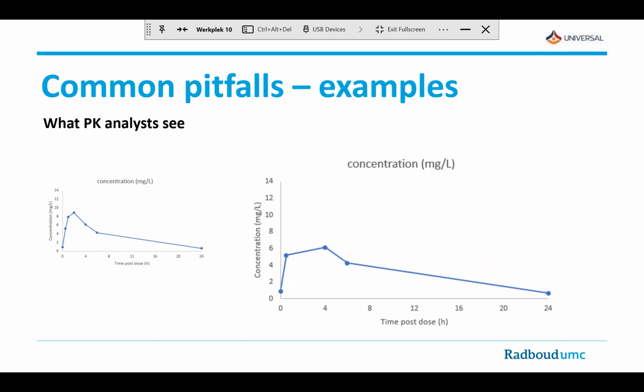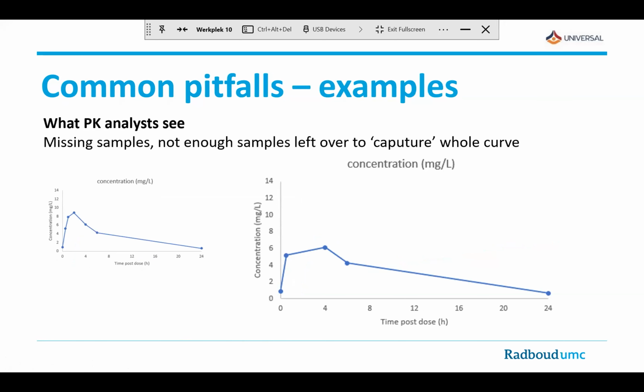And what has happened here, you can see that in this curve we are missing a few samples. Maybe there was not enough blood that could be taken, or the cannula was clogged or something. But here you can see that can influence the curve as well. As I told you, now we are just missing the Cmax. And now we don't have enough samples left over to capture the whole curve.